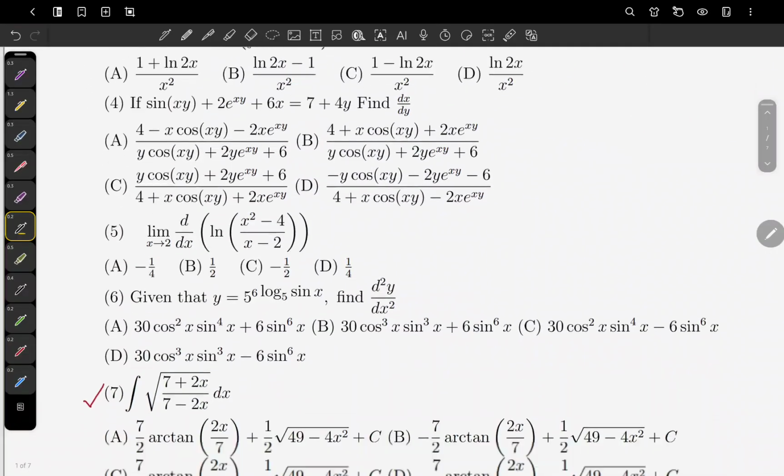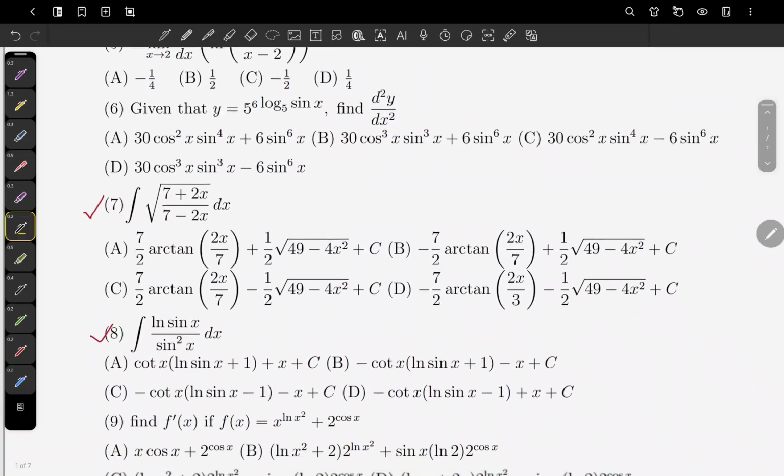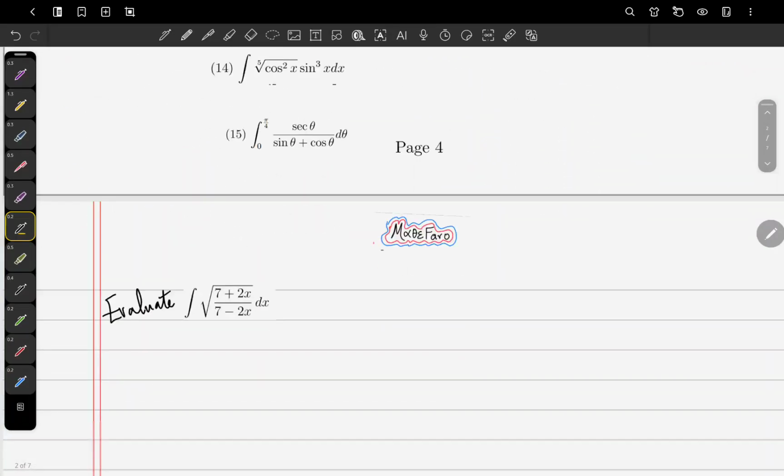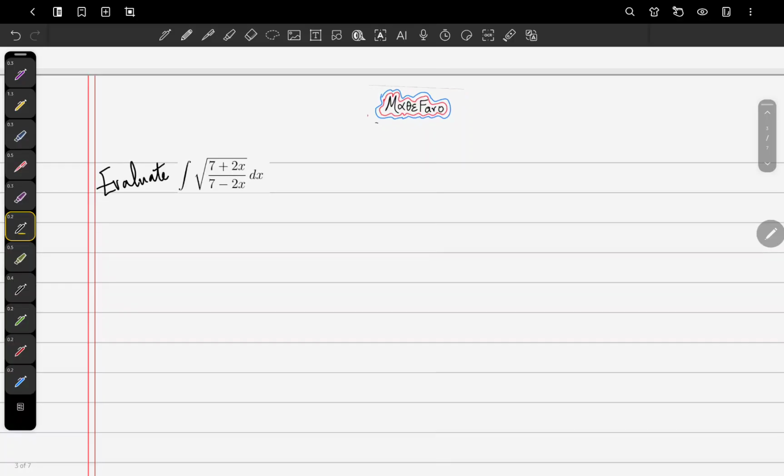So the first integration question here is number 7, which requires that we integrate the square root of (7 plus 2x) over (7 minus 2x) with respect to x.